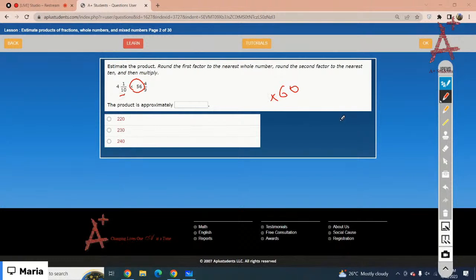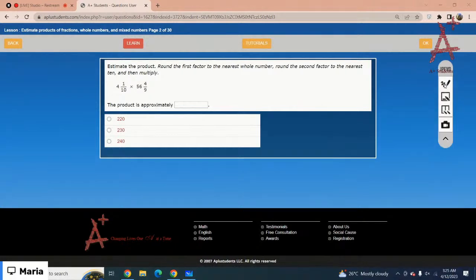Just look at this fraction, 4 over 9. 4 over 9 is less than 1 over 2. Got it? That means you have to round to the same whole number. It would be 4. 6 times 4 is 24. So the correct option is 240. Got it? The correct option is 240. Got it, everyone?